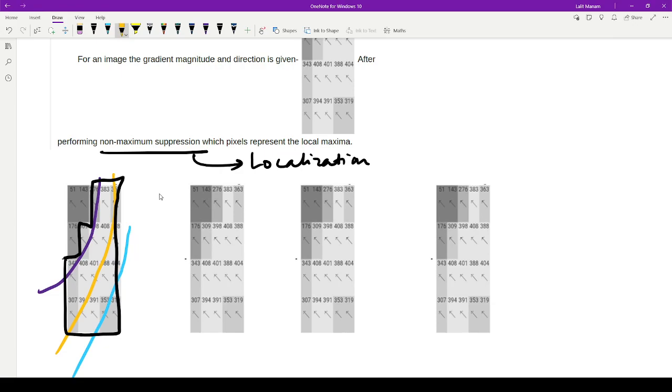So what's the image window size for the non-maximum suppression? 3 cross 3. So where can I place it in the first place? Probably here. Yes, that's the first 3 cross 3 space I can place. Given this, what will you do? You will check the center pixel. So if you have this pixel, what will you do next? What is it that you're trying to compare now?